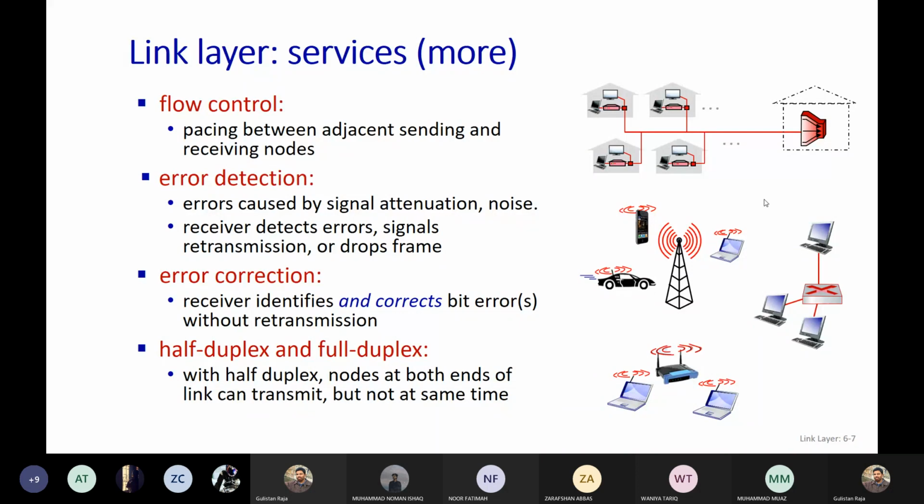Then the next service which is provided is known as half duplex and full duplex. You know about it. I will not go into further detail about it. So these are some additional services which are provided by the link layer. Please go through this quickly again. I'll give you some 30 seconds, and then we'll continue.